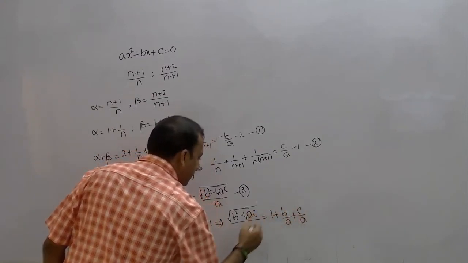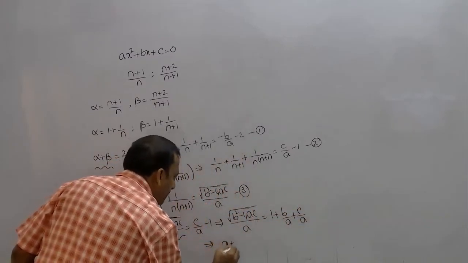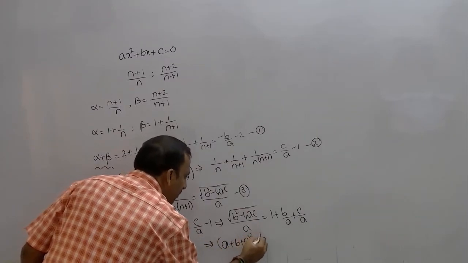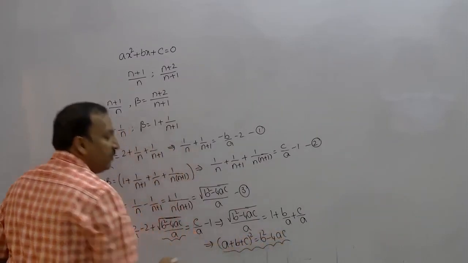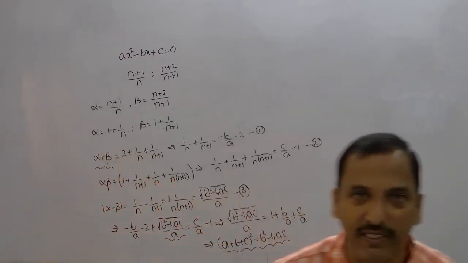So if you take LCM, we will get the final value as a plus b plus c whole square is equal to b square minus 4ac. This one is the basics of quadratic equations.